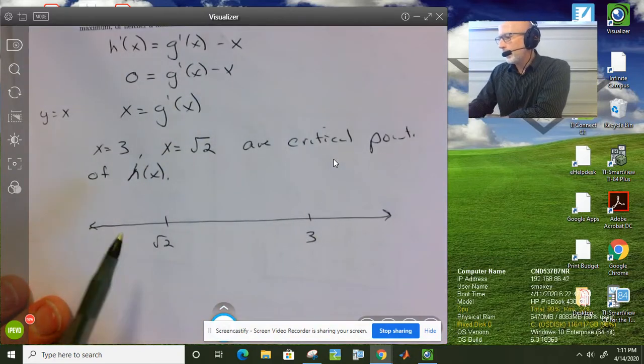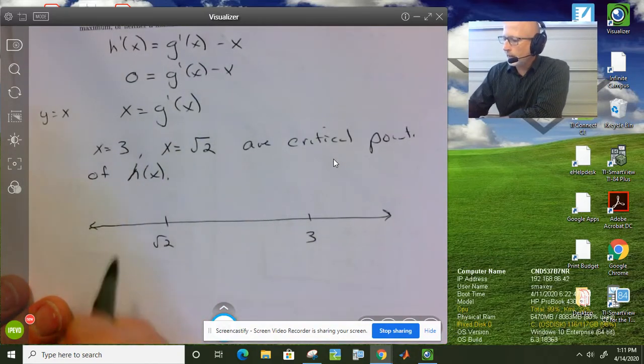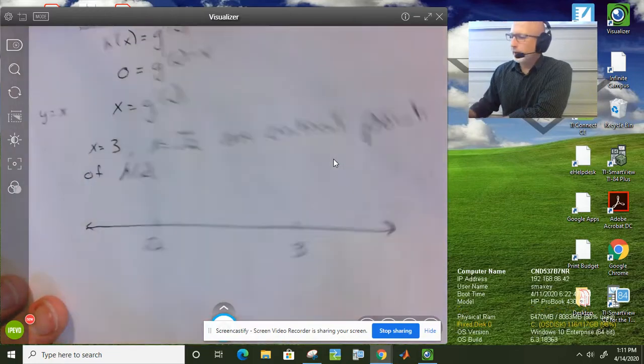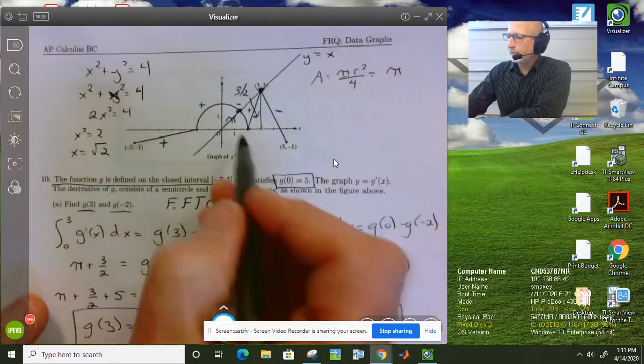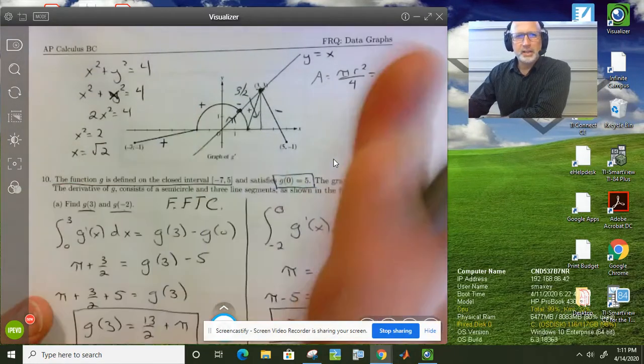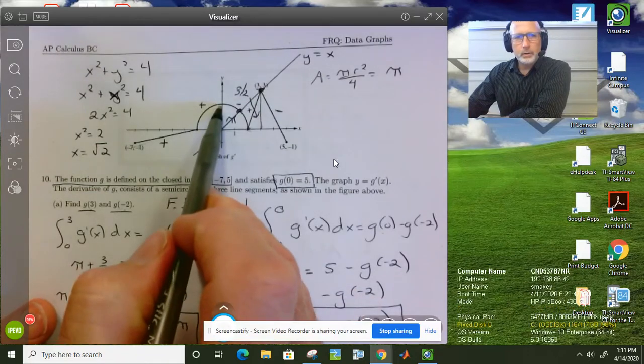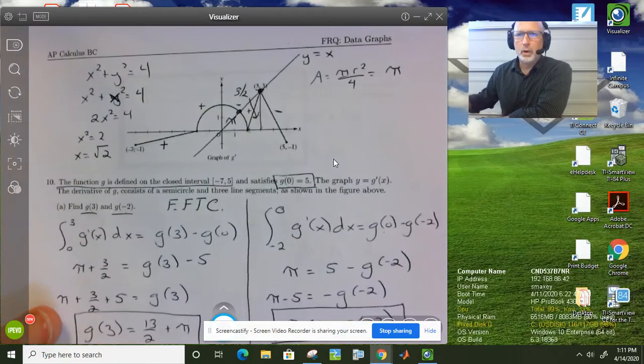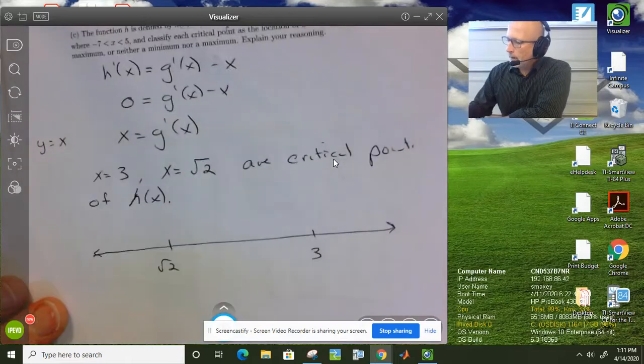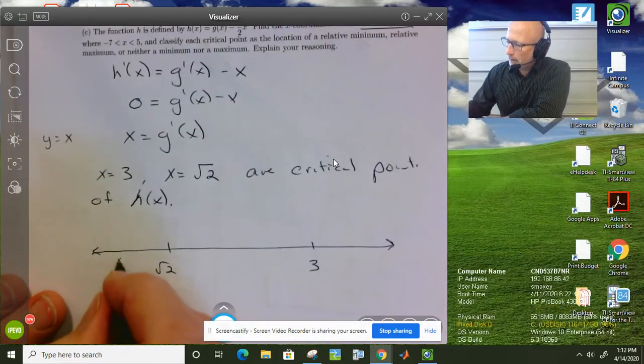So I need to pick a value there, there, and there. Okay, so the easiest one here, I just have to make sure there's nothing funky going on. As long as I pick something on the left of here and there's no weird changes or anything, 0 would work because it's a nice, smooth, well-behaving function at that point. So I'm going to pick x is equal to 0 there.